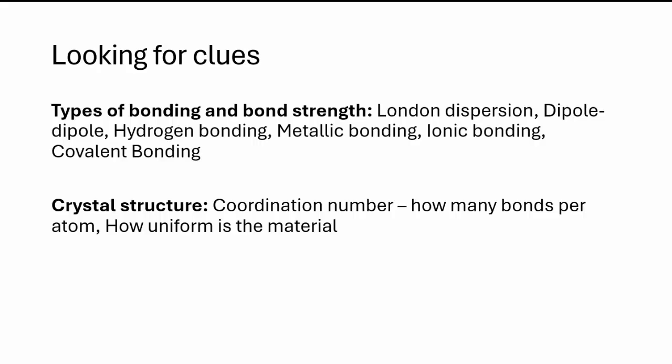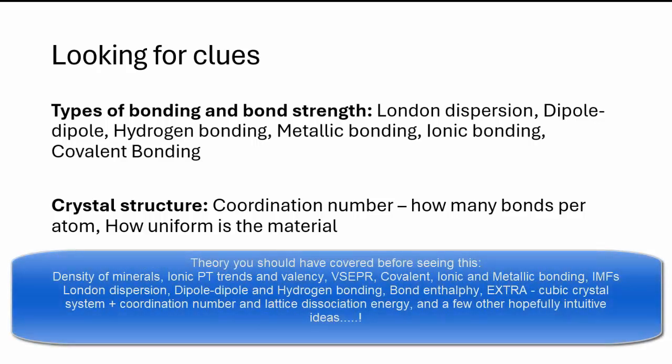So what I said before, you have covered all these bondings, and then the other thing that's going to be big on this is the coordination number. So how many bonds each element forms with the other one next to it, and also how uniform the material is itself, and the uniqueness of the different structure of the material.